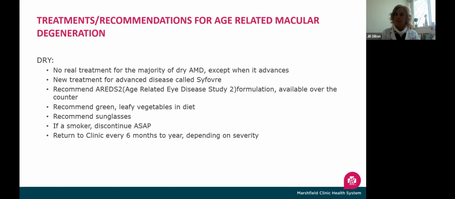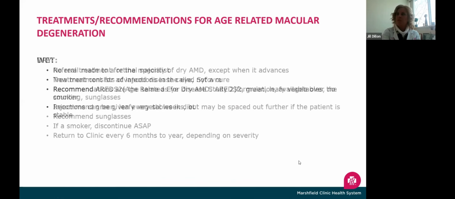We also recommend sunglasses. We know UV light is very devastating to the eyes, both in the case of macular degeneration, cataracts as well. So we recommend sunglasses to everybody, even on a cloudy day. If you're out there on a cloudy day, the UV light is still getting through. And if you're a smoker, discontinuing that as soon as possible. And I know that that is easier said than done. We also generally ask our dry macular degeneration patients to come back to the clinic about every 6 months to a year, depending on the severity.